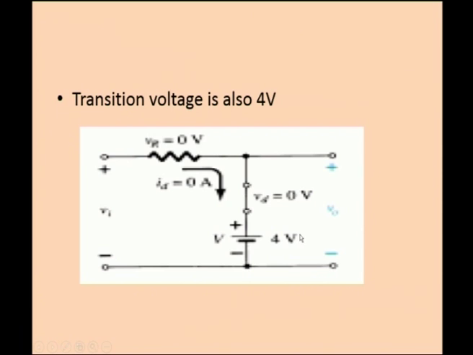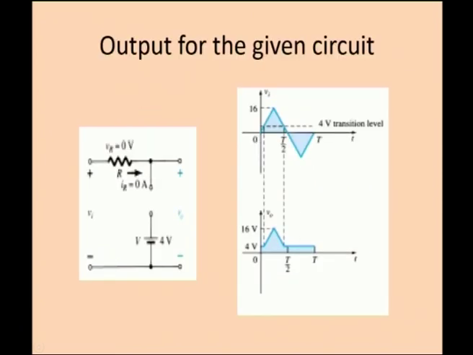So, the transition voltage is also 4 volt. And now again you consider the input voltage's instantaneous values as DC inputs, apply the circuit, and get the output. This is the input signal. The maximum voltage is 16, and this is the transition level of the clipper, 4 volt. So, only beyond this 4 volt the output will be obtained.